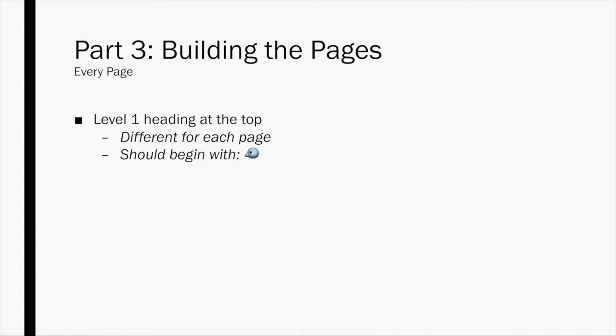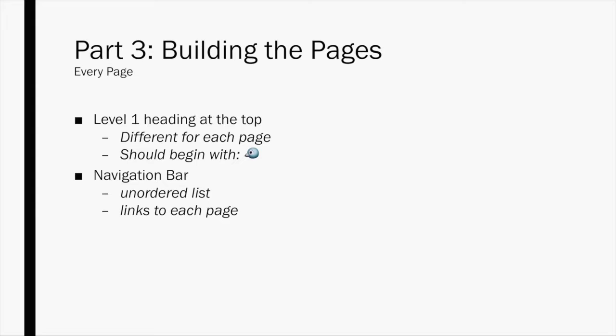Once you're ready to start building the pages, I would like to point out that on every page, each should have the following: a level 1 heading at the top. It should be different for each page, and it should begin with the HTML number code for bird icon. This is a sample one that's showing up right now. Yours may look different based on your operating system and browser, but you should do the research to find what the necessary number code is to have a bird icon. If it's the whole bird or just the head, regardless, it will be accepted.